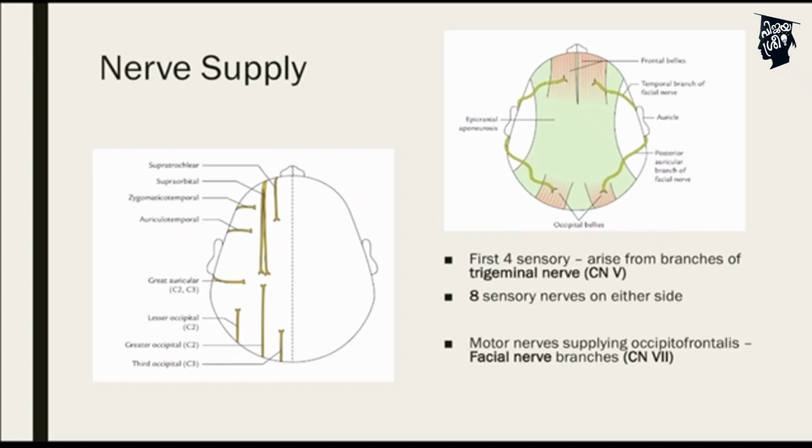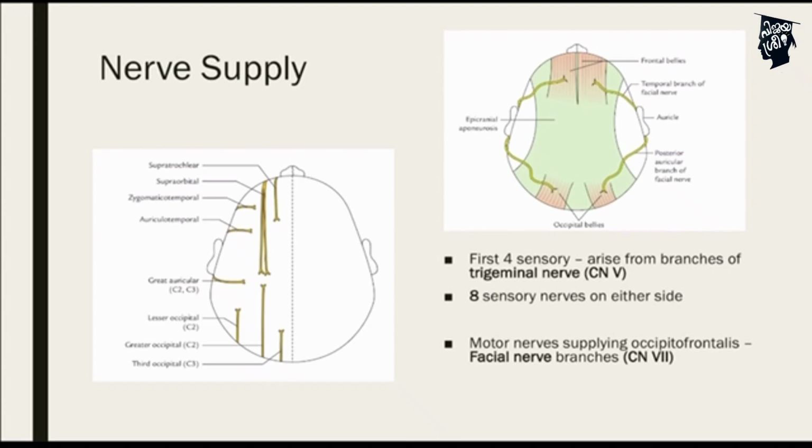Next, talking about the nerve supply. So whenever we discuss the nerve supply, we have to talk about both sensory nerves and motor nerves, if applicable. So first, let's talk about the sensory nerves. There are 8 sensory nerves on either side. Let's look at them one by one.